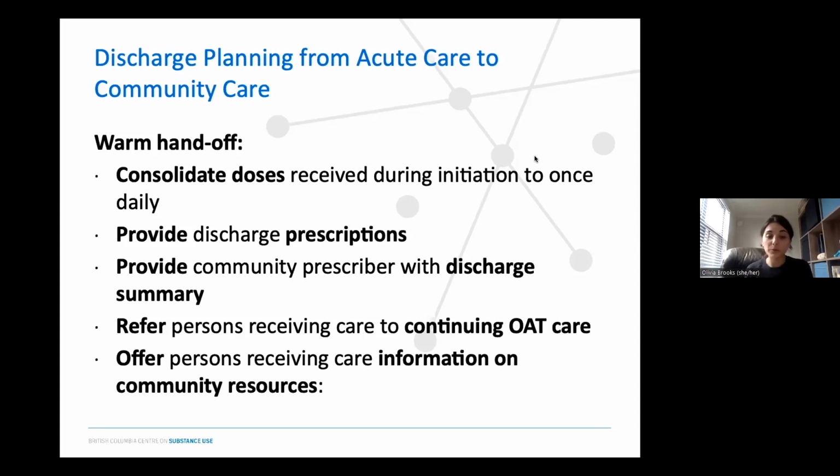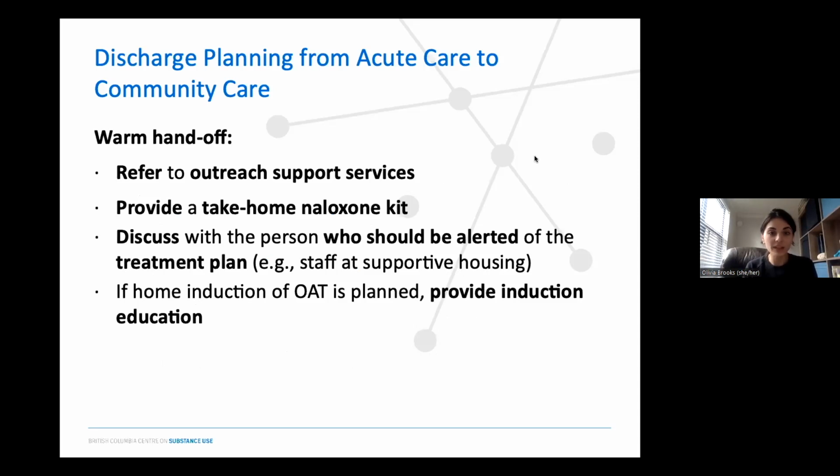And we want to offer people information about community resources. So if that's harm reduction services, social services, whatever it may be in their area based on that person's unique needs. We talked about outreach support services are so important. If you have access to them, I would highly recommend utilizing them.